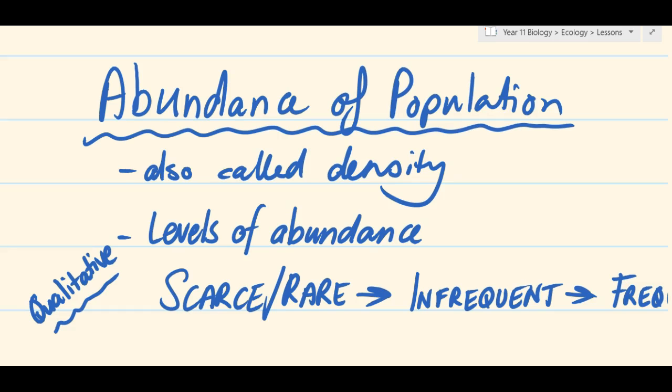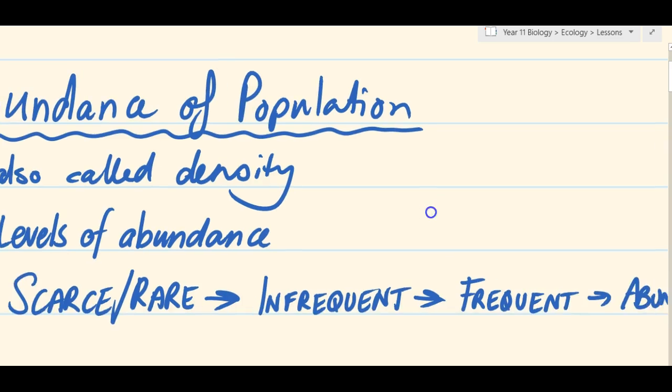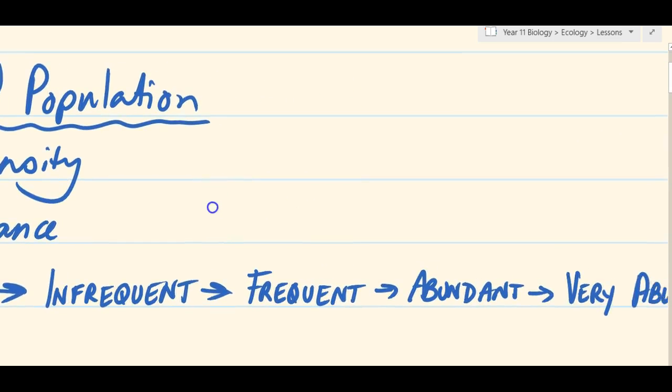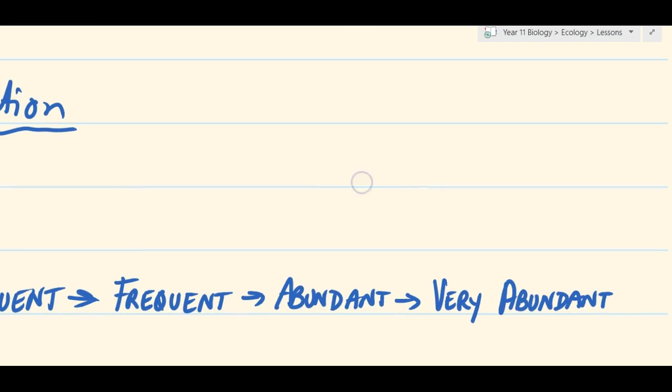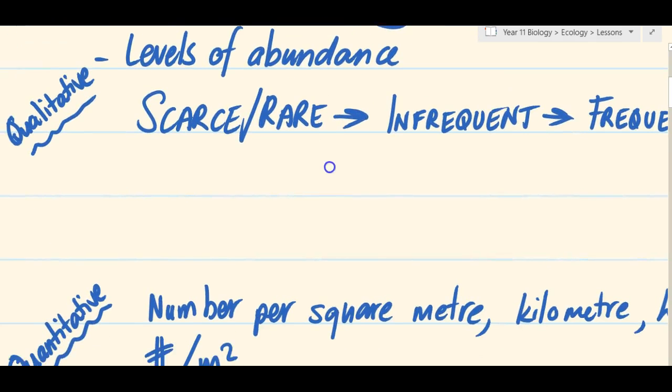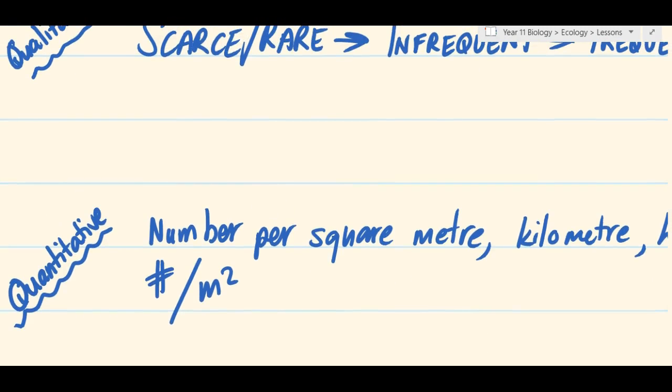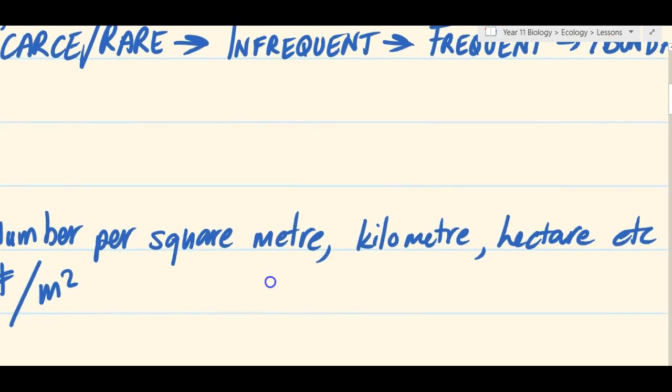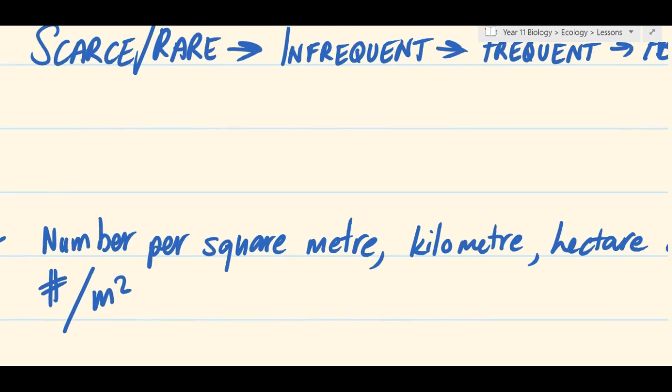Now, population abundance is also called population density, and there are quite a few levels of this. We can describe it in two ways, qualitative or quantitative. Qualitative, we talk about words like scarce, rare, up to infrequent, frequent, abundant, and finally very abundant populations. And the quantitative is where we actually measure with numbers. That's more like where we look at the number per square kilometre or metre or hectare, and we actually measure or average out how many of a population you'd find in each one of those given areas.